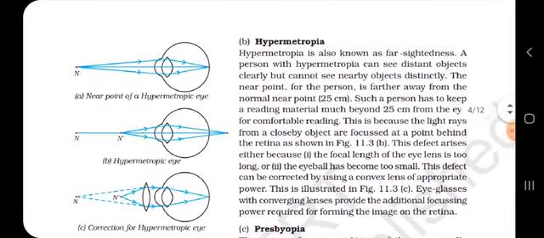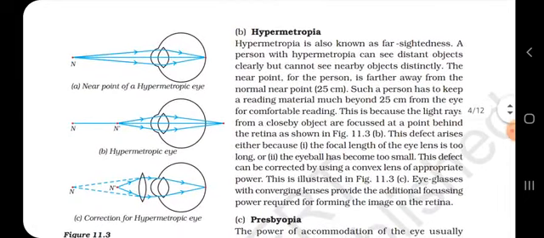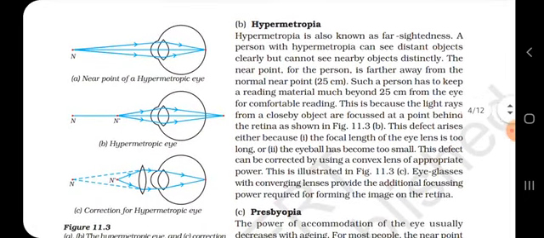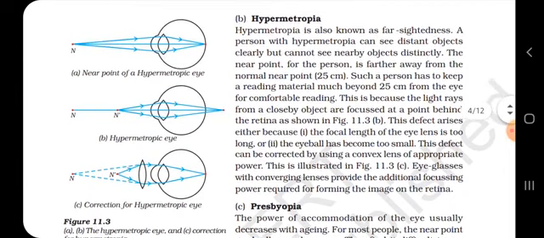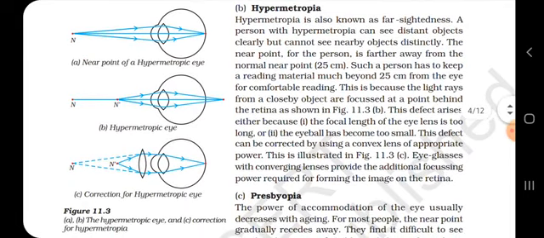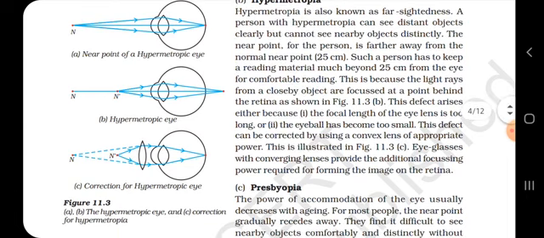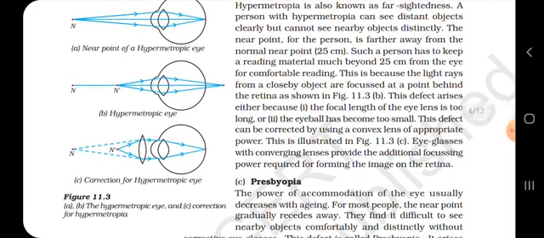Over here it is written that the near point for the person is farther away from the normal point, that we saw, which is 25 centimeter. Such a person has to keep reading materials much beyond 25 centimeter from the eye for comfortable reading. This is because the light rays from nearby objects are focused at a point behind the retina.